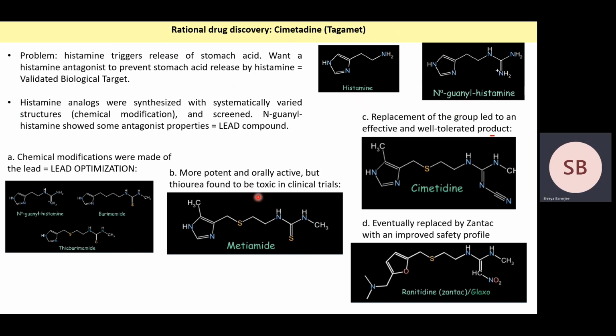So the next step was to replace this group by an effective and well-tolerated group, which gave rise to cimetidine, where this cyanoguanidine group was introduced. And eventually cimetidine was improved even further to form this compound, which is ranitidine or Zantac, which has an even more improved safety profile. So this was an example of rational drug discovery.